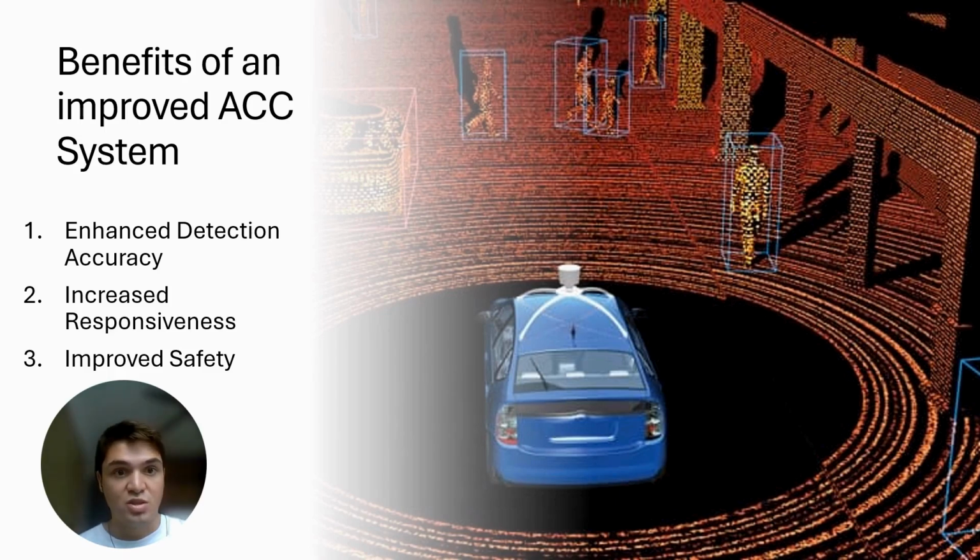Increased responsiveness to sudden changes is another benefit, which with vehicle-to-vehicle communication, the V2V, we get real-time feedback from the vehicle ahead, such as speed, braking, acceleration. But this also minimizes reaction delays to sudden braking or rapid acceleration.